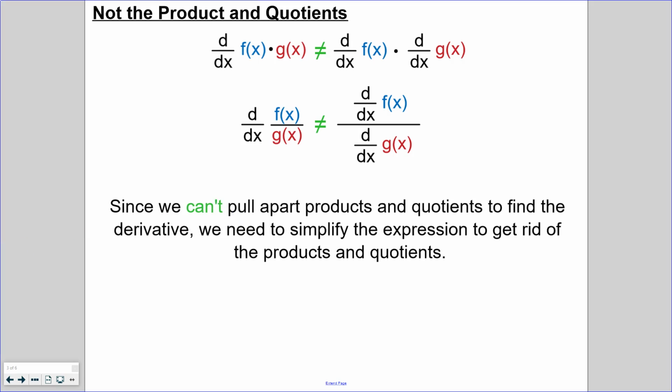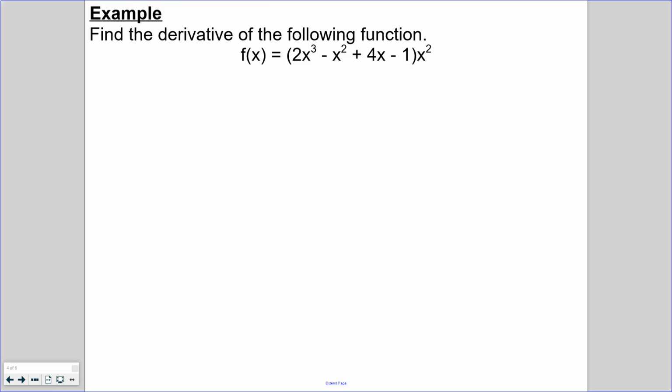So since we can't pull apart products and quotients to find the derivative, we're going to need to find another way. And that other way is to simplify the expression to just get rid of any products or quotients. So let's take a look at how that works. Going back to our original example, since we can't break it apart, we need to get rid of this particular product. Well, going back to algebra, we know that we can take this x squared and distribute it in to each term.